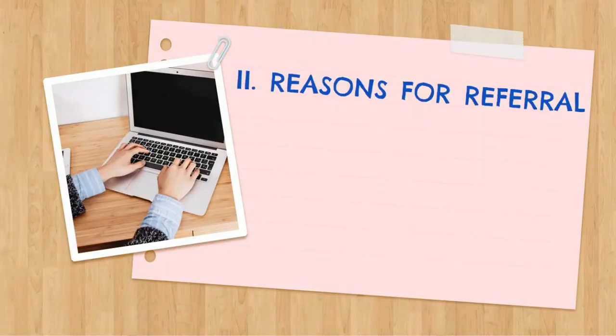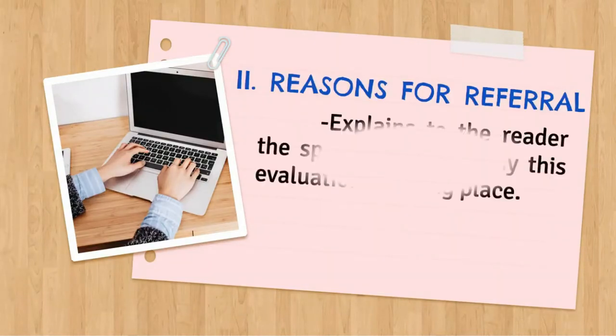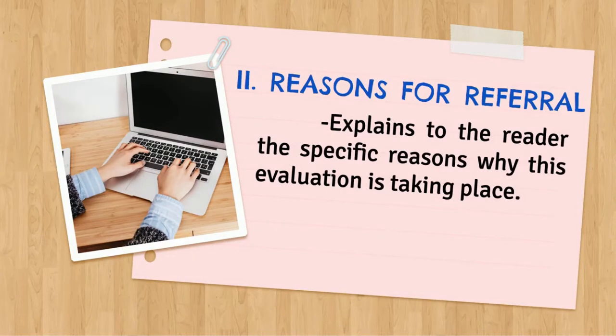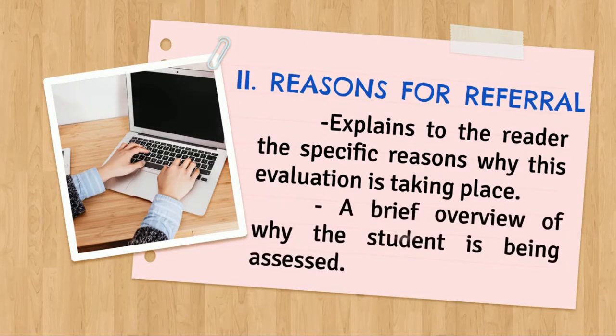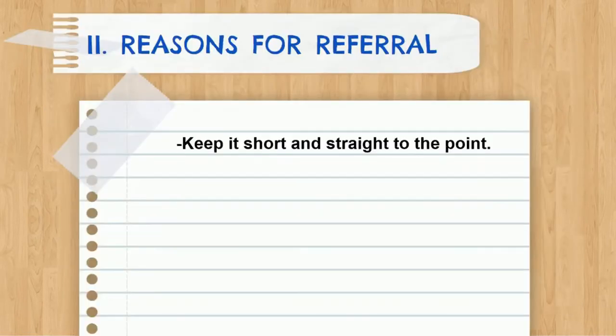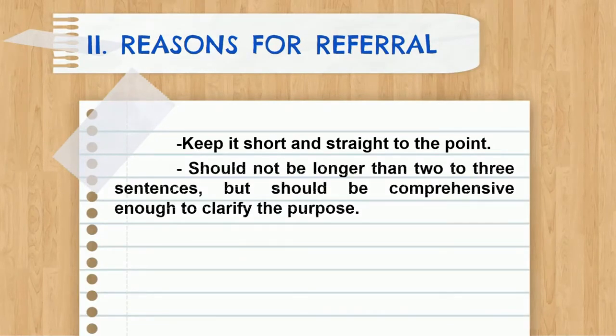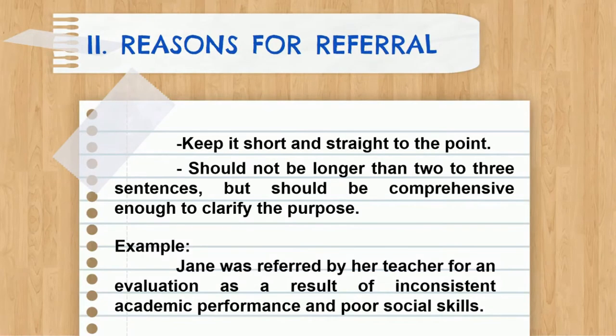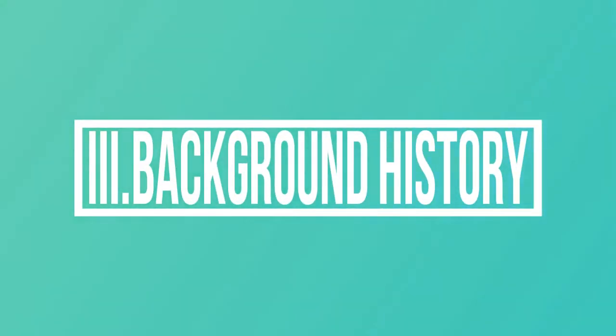The second section is the reason for referral. It explains to the reader the specific reasons why this evaluation is taking place. So basically, it is a brief overview of why the student is being assessed. We should always remember to keep it short and straight to the point. It should not be longer than 2 or 3 sentences, but should be comprehensive enough to clarify the purpose. For example, Jane was referred by her teacher for an evaluation as a result of inconsistent academic performance and poor social skills.